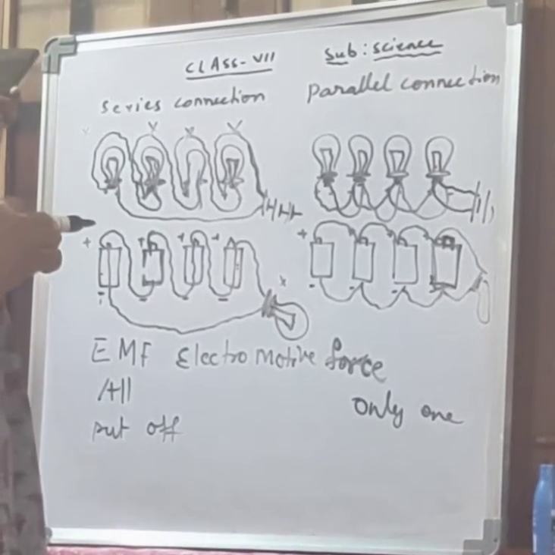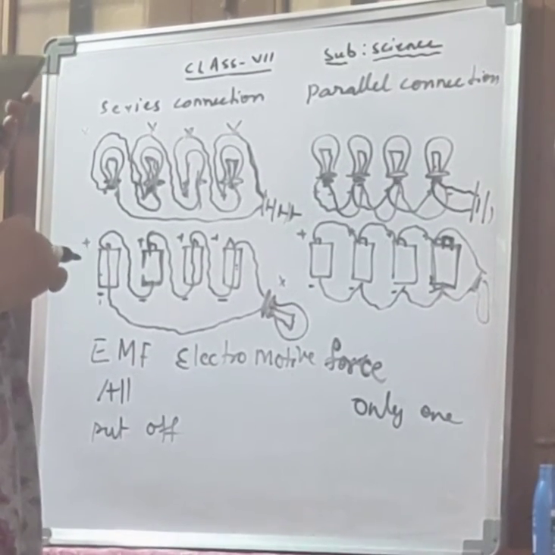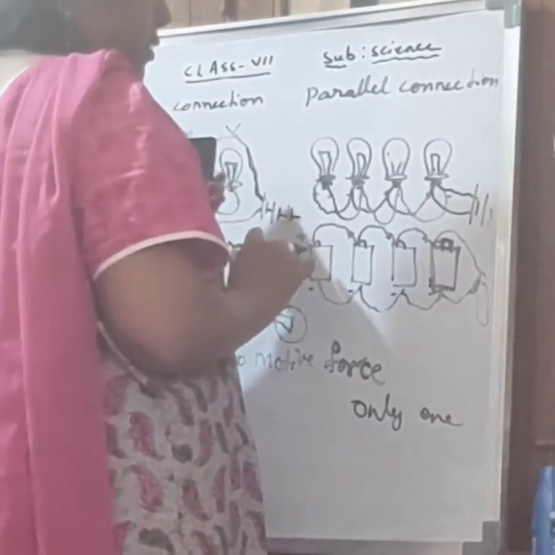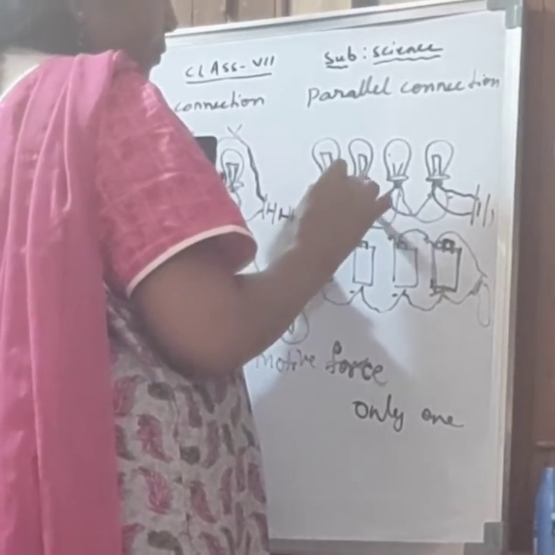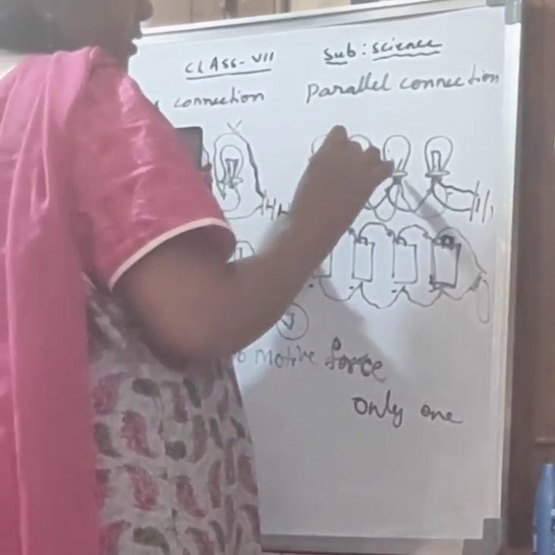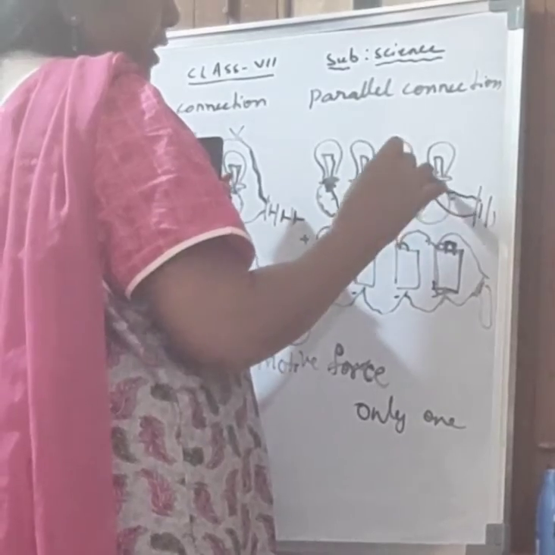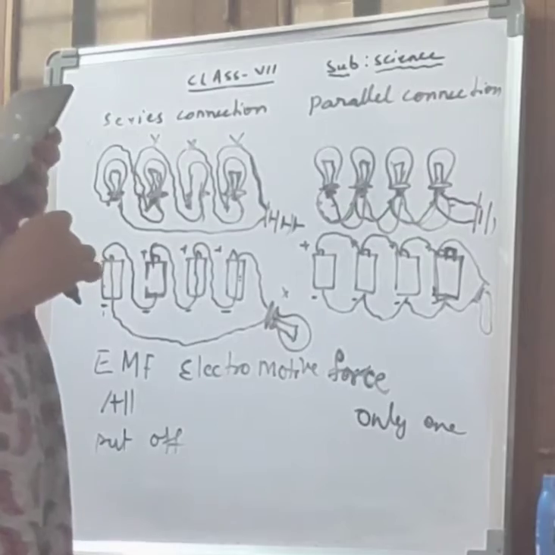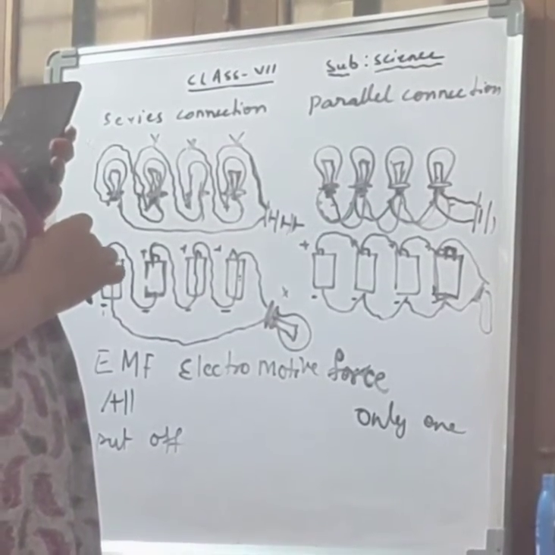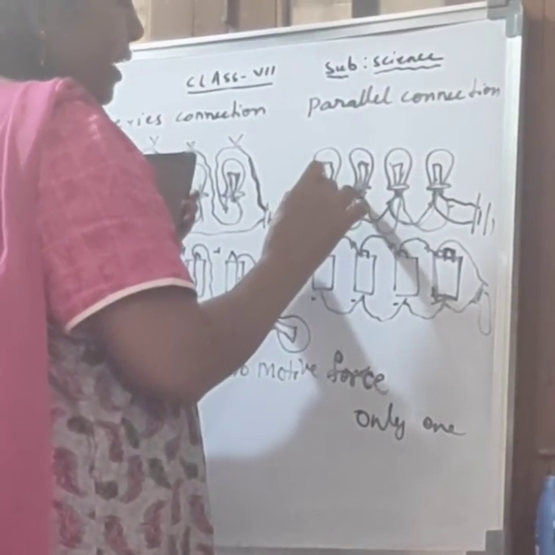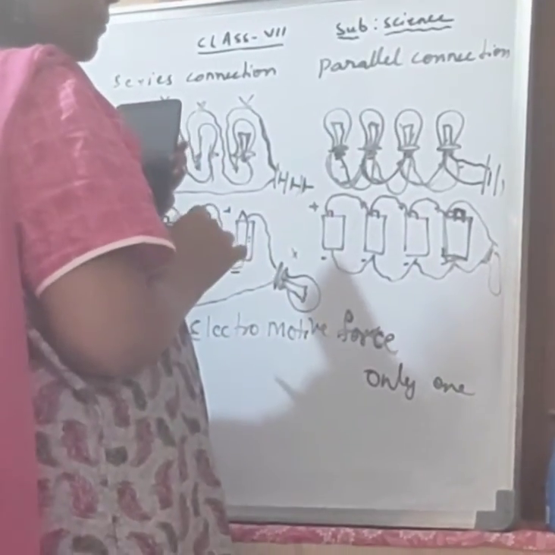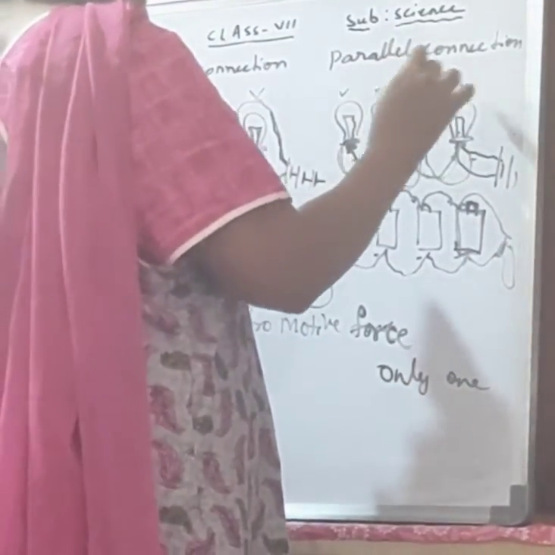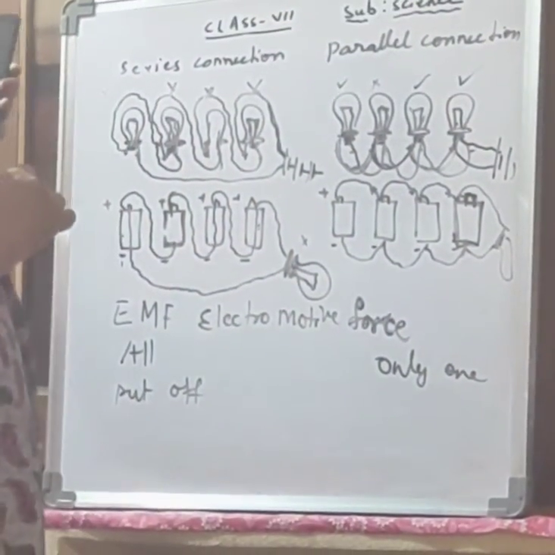Okay, but it will not be like this in the parallel connection. Here the connection goes from positive to positive, positive to positive, positive to positive. Even with a break, no problem. From here the connection is there anyway. The connection is not going through the filament. From positive to positive the connection is there. So that's why, if one bulb fails, suppose this bulb failed, all the remaining 3 bulbs continue to glow.